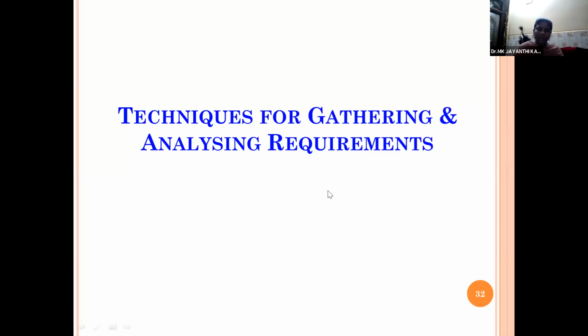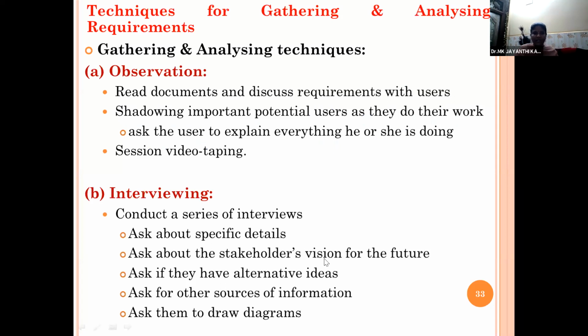The next topic is called techniques for gathering and analyzing the requirements. How can we collect the data, and how can we analyze the data we collected to start the project? The various techniques are, first, observation techniques. We will go to the actual environment and observe how the process is done. We will observe and note down the points, then start doing the project. Or interviewing: we conduct interviews with the corresponding people, domain experts, and collect the data. Based on that, we will do the project.